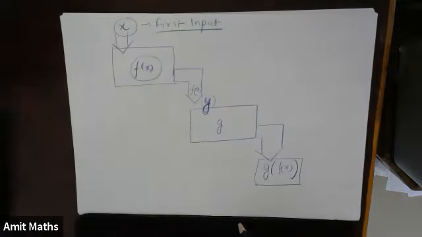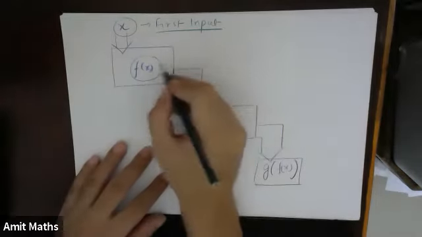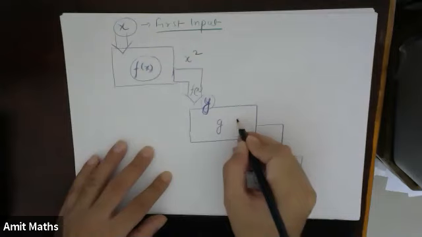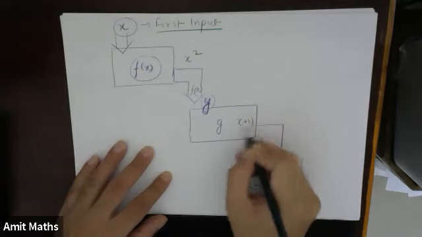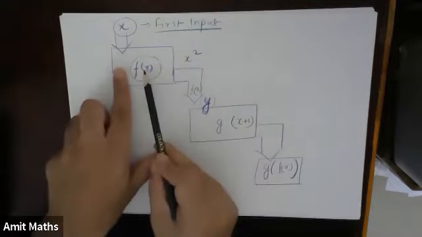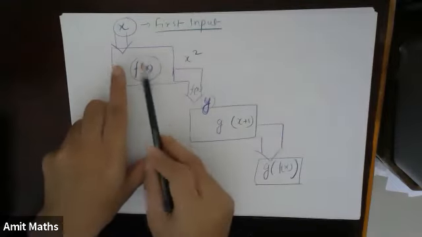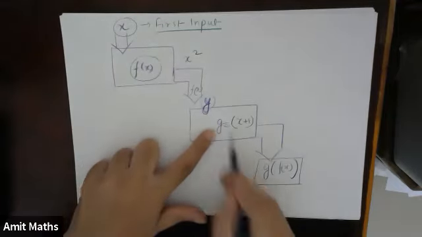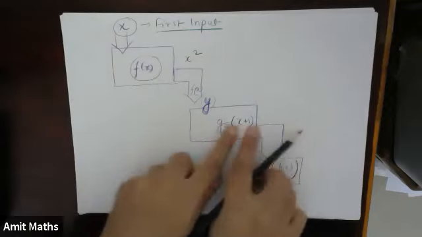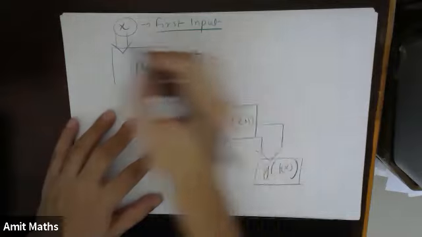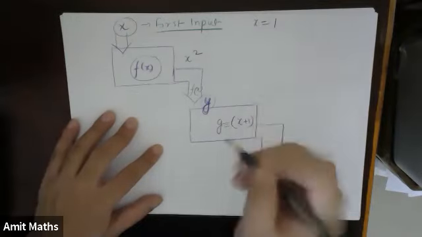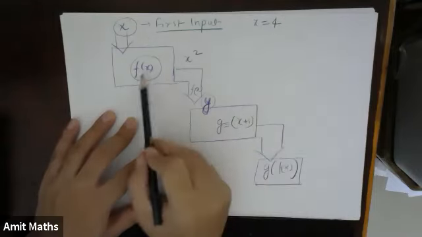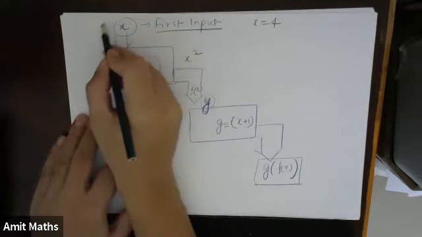For example, suppose f of x is x square, and g of x is x plus 1. Whatever input you give to f of x, it will square it. And whatever input you give to the machine g of x, it will add 1 to it. Suppose x is 4. So the first input I am giving is 4.